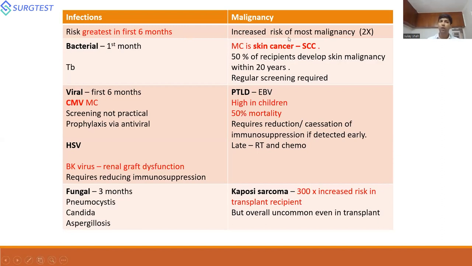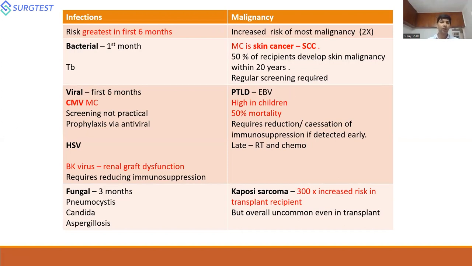So again, I like to summarize. This is a summary. Don't remember infections. Just remember that the most common viral infection is CMV, and BK virus is also very common in renal graft dysfunction. We can pretty much ignore the slide, but we'll discuss it in a while. The important thing is malignancy. There is an overall increased risk of malignancy. Most common is skin cancer, and SCC is the most common. This line is to be remembered. It can be asked directly because, as we all know, NEET likes to ask ridiculous questions and ridiculous percentages. So 50% of recipients develop skin malignancy within 20 years.